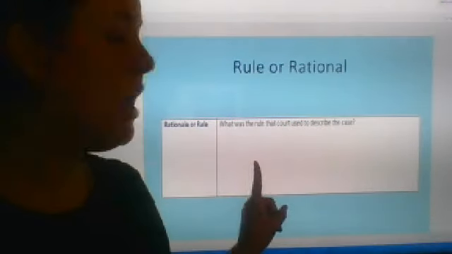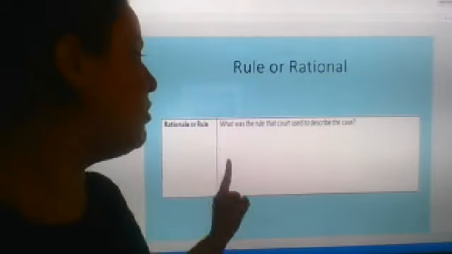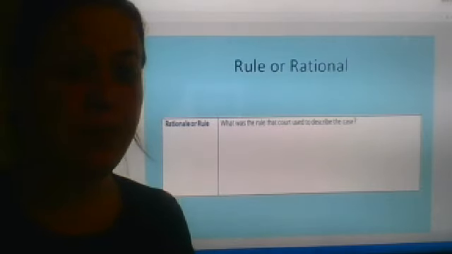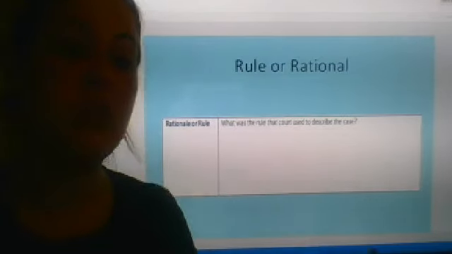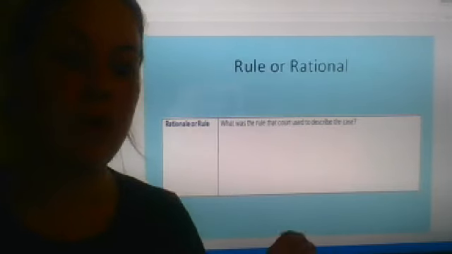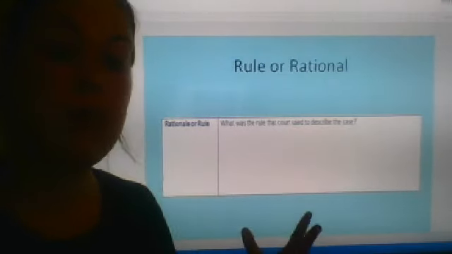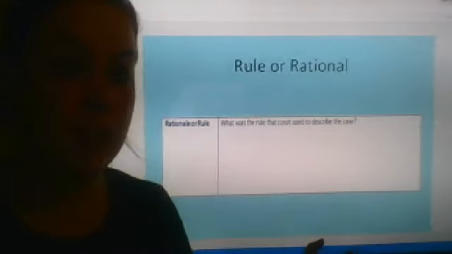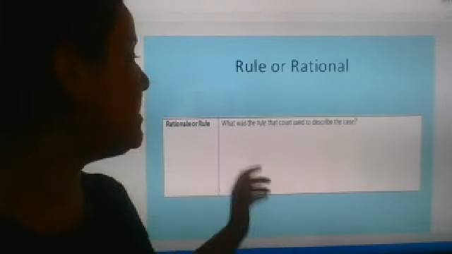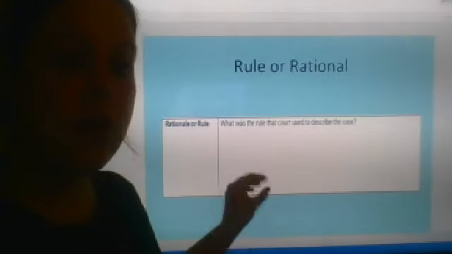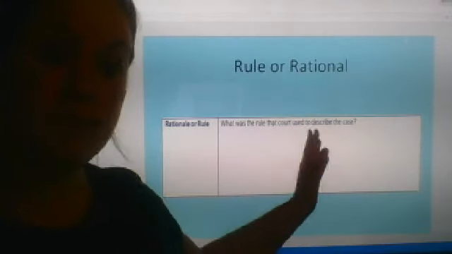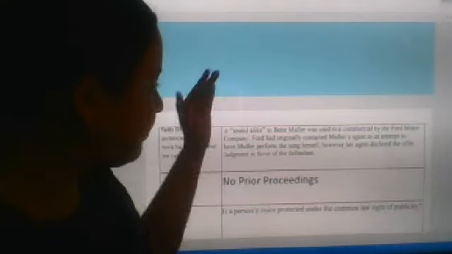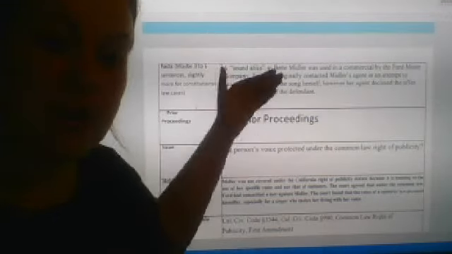During the rule or rationale, this is where you put what rule the court used to decide the case. So if you were to have a case and the court used a specific rule, say they used something from the Uniform Commercial Code that said that you can't marry someone if you're already married, well, then you would state the UCC code, and then you would put that it states you can't get married if you're already married. And then we come down to where you put it all together.